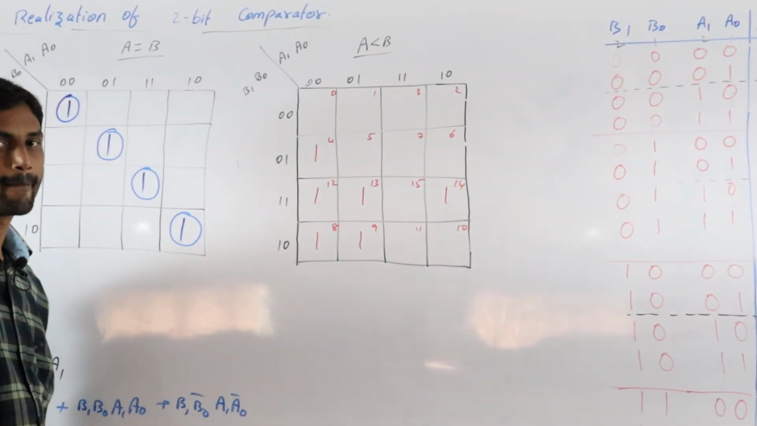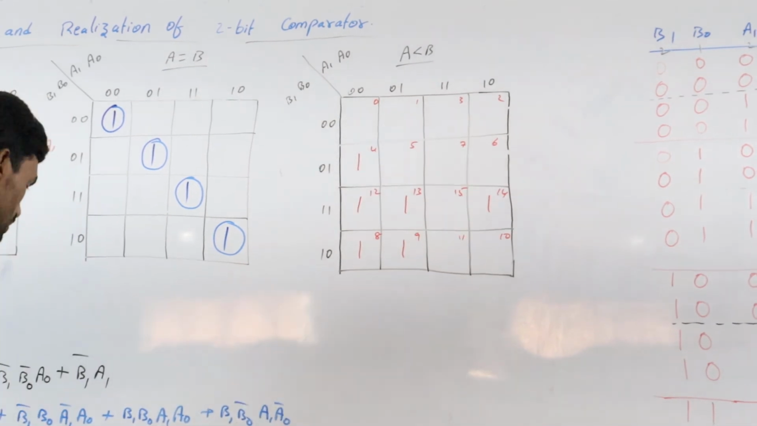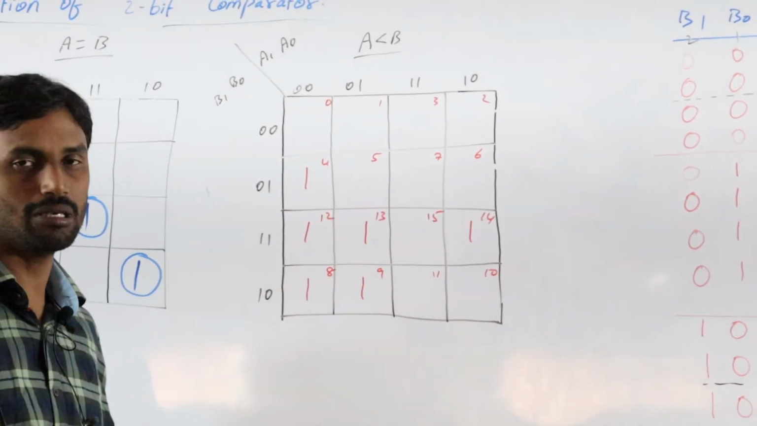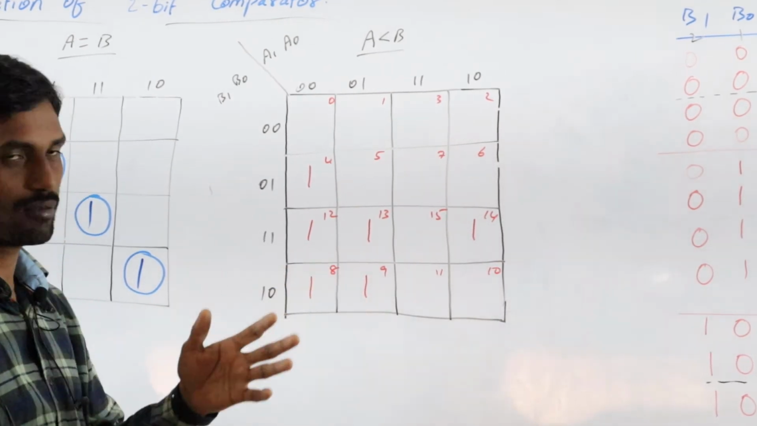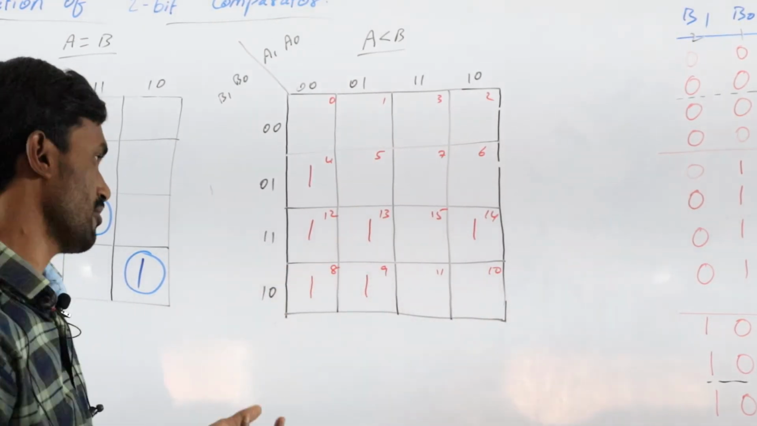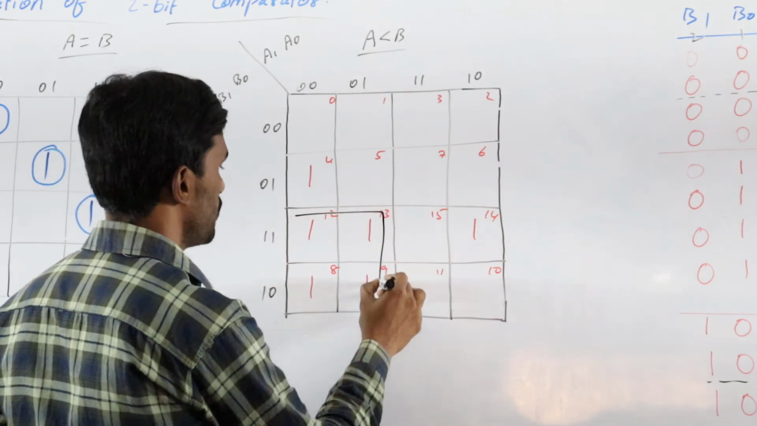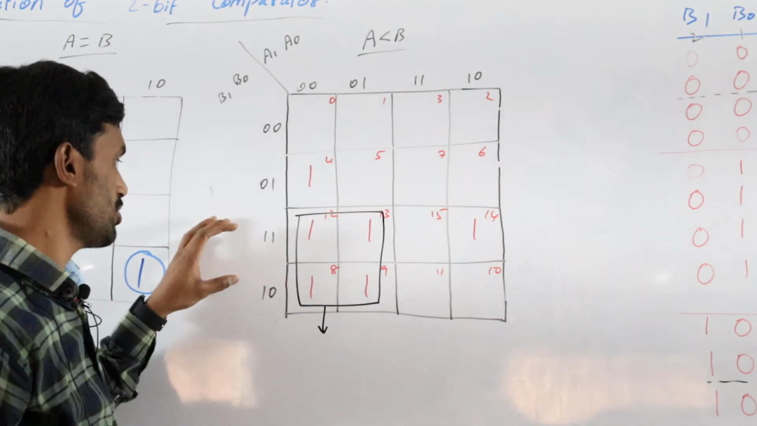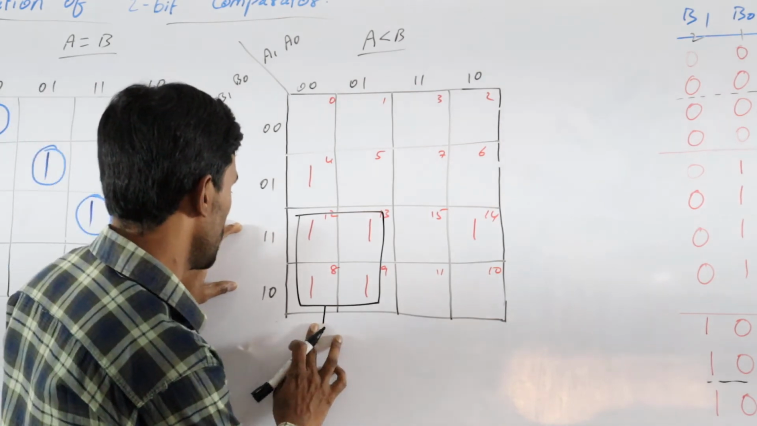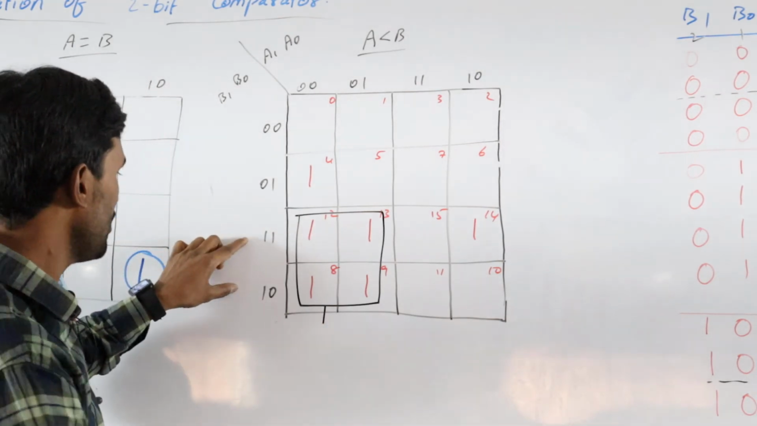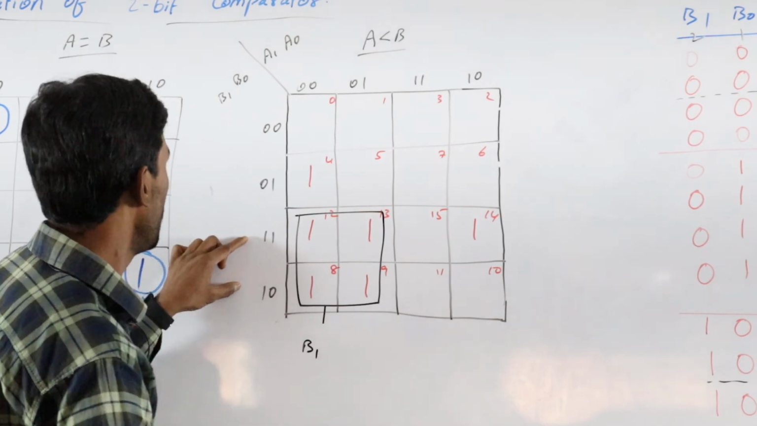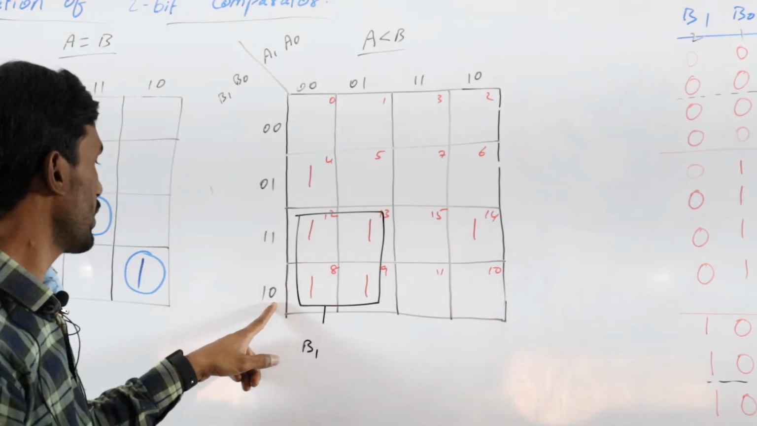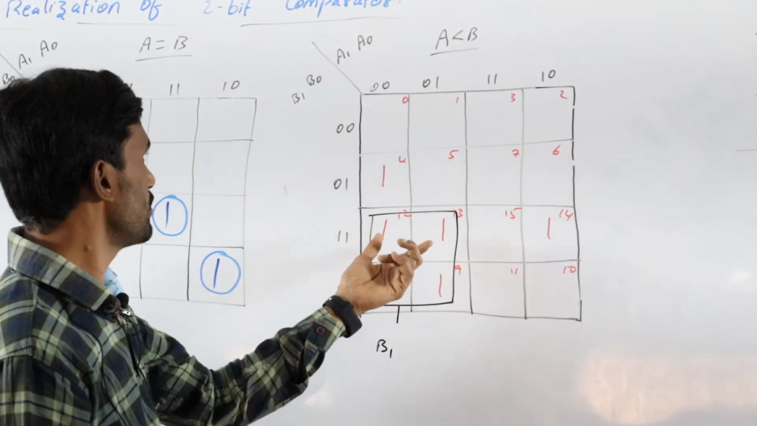Now grouping. Again apply the grouping rules. First check for the 16 group of ones, no possibility. 8 group of ones, no possibility. 4 group, yes of course, it is there. 4 group side by side. What is the name of this group? It is made with 2 rows. Check the rows. B1 is 1, 1. So B1 you have to take. B0 is 1 plus 0. It is 1. Over.